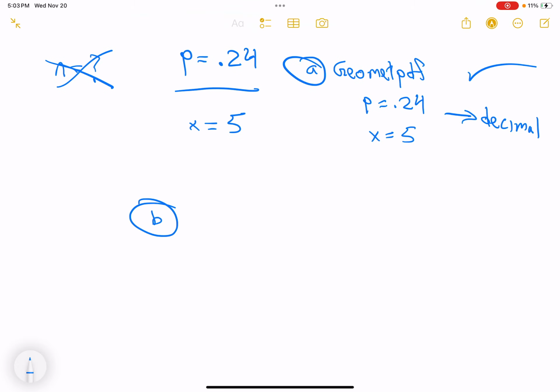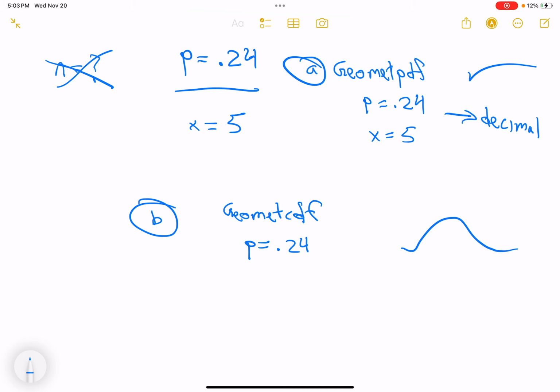What is the probability that you must sample 5 or more 12-year-olds to find the first one? 5 or more. Mind you, 12-year-olds. Once again, I know it's going to be geomet, but it's going to be CDF. And I know that because it's cumulative, blank or more or less, etc. We know we're cumulatively pulling together values. Same probability of 0.24. Okay? We want 5 or more.